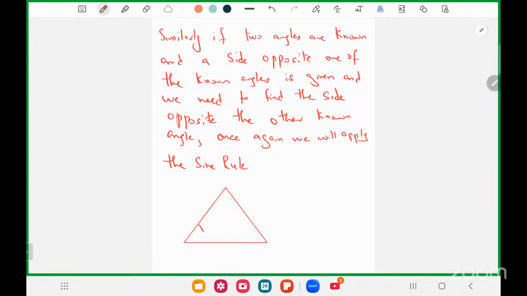So if two angles are known, let's say this is 60 and this is 50, and a side opposite one of the known angles is given, let's say this is 12, and we need to find the side opposite the other known angle, then once again we will apply the sine rule. So these are two instances when we apply sine rule.